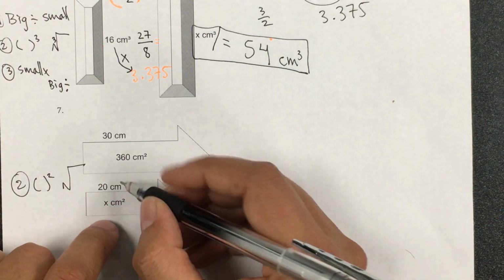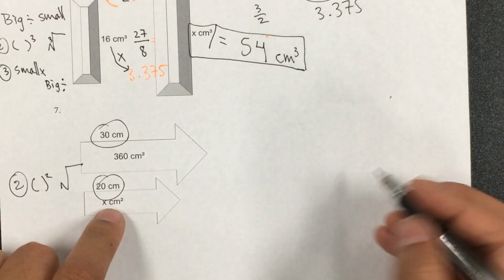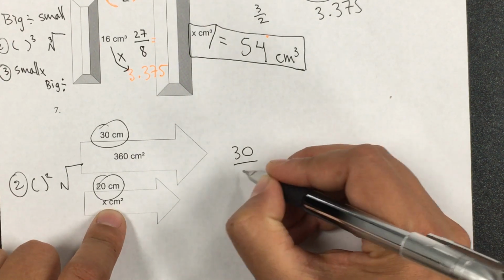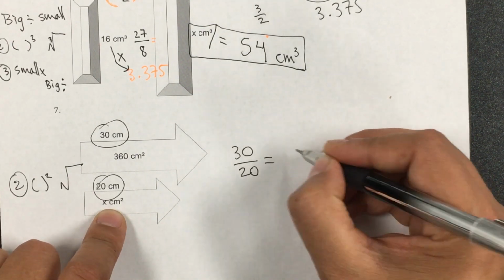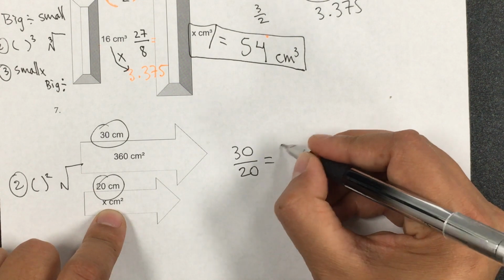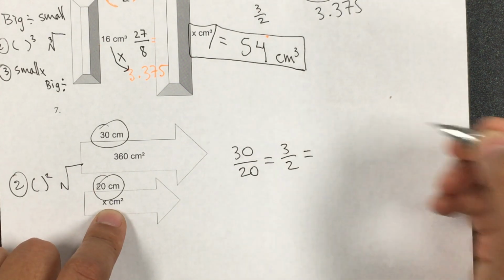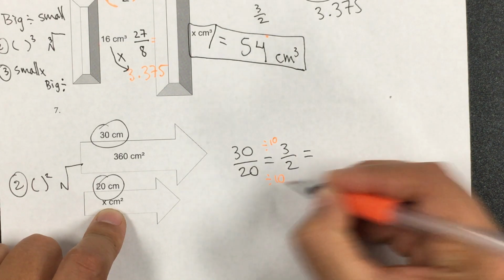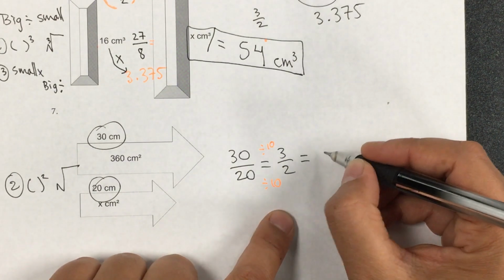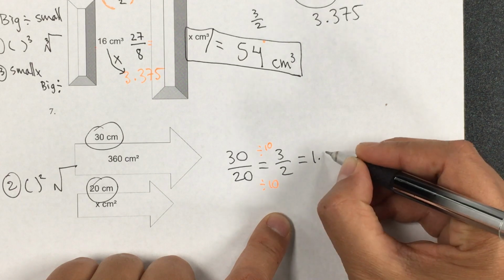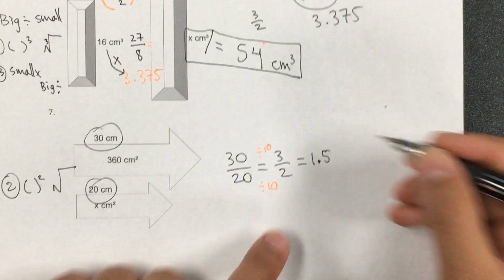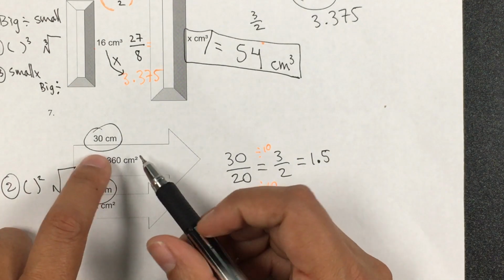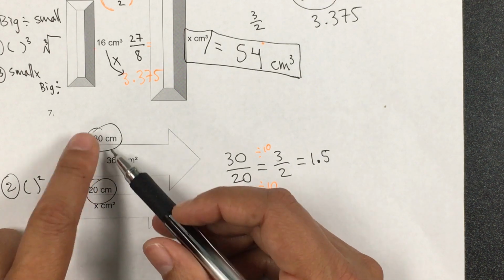So we have 30 and 20. So 30 divided by 20 is equal to 3/2. Why? Because both are divisible by 10. And if you prefer decimals, you're going to put 1.5 again, right? 3/2. Okay, what do I have?